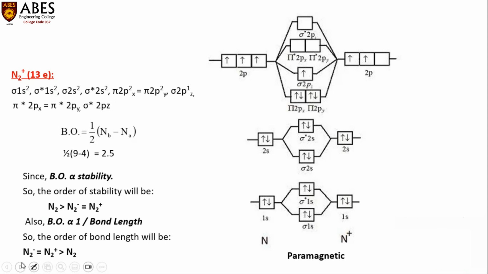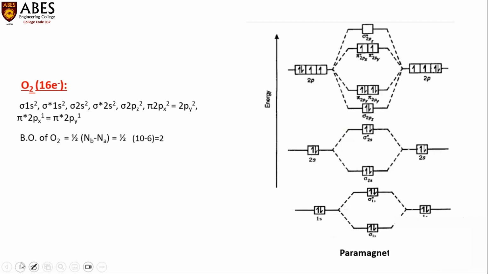Also, the nitrogen cation and anion have the same bond order, 2.5. Therefore, they will show similar stability. We know the bond order is inversely proportional to the bond length. Therefore, the bond length of the nitrogen cation or anion will be greater in comparison to the nitrogen molecule. Now we will discuss the oxygen molecule.